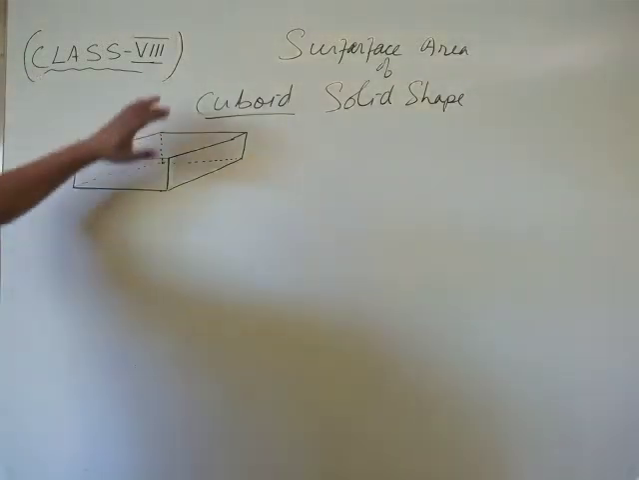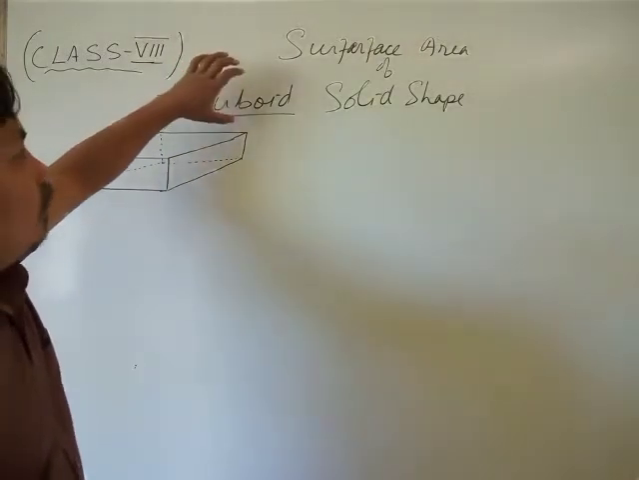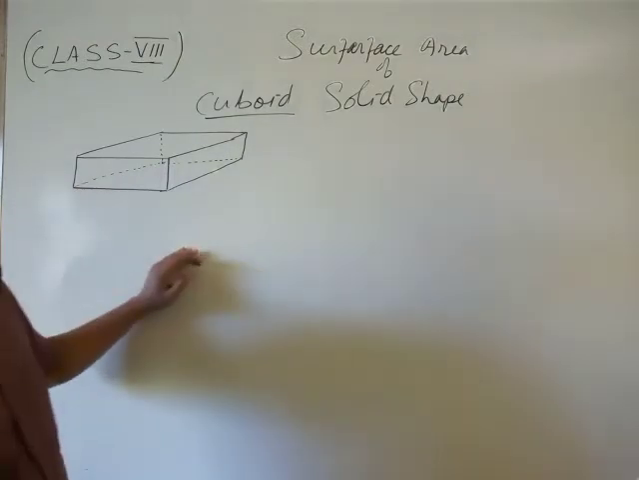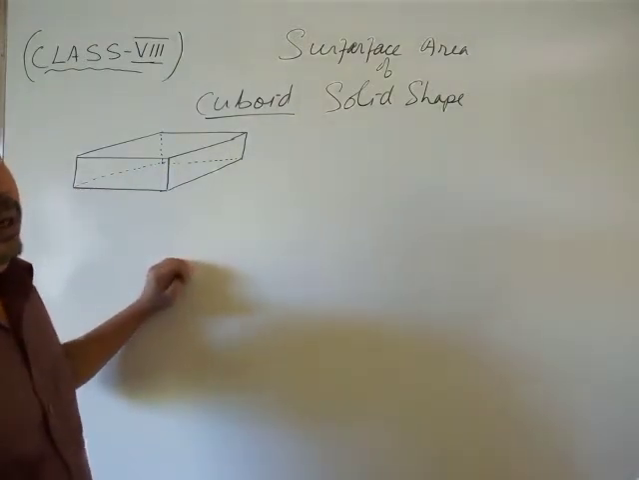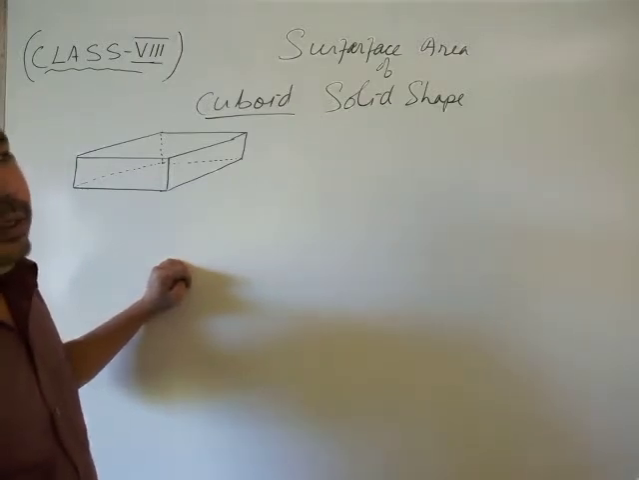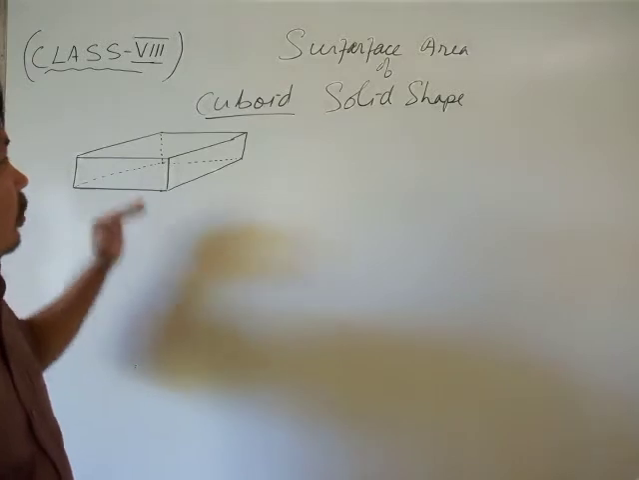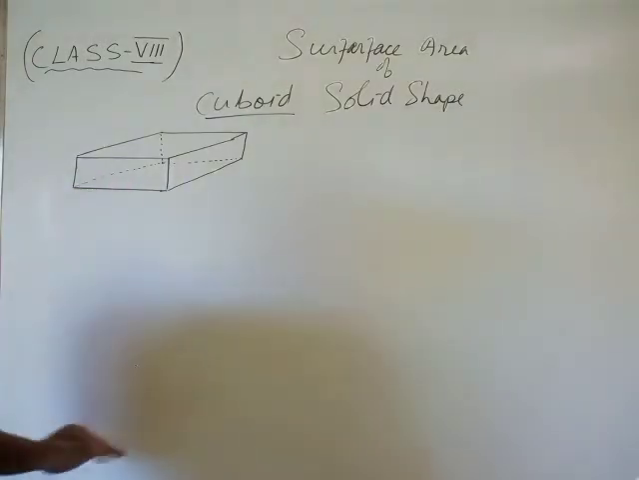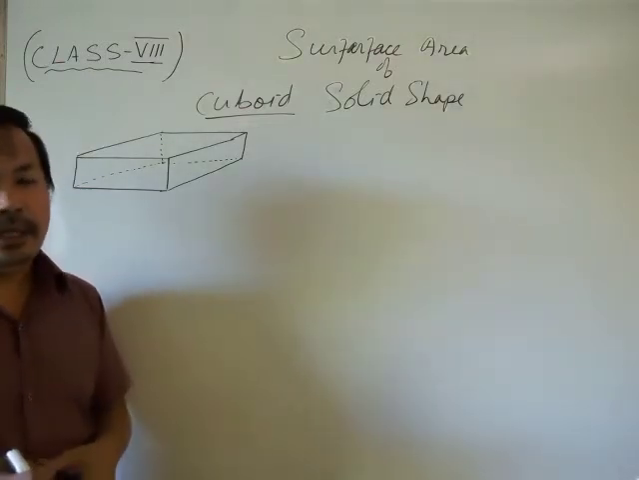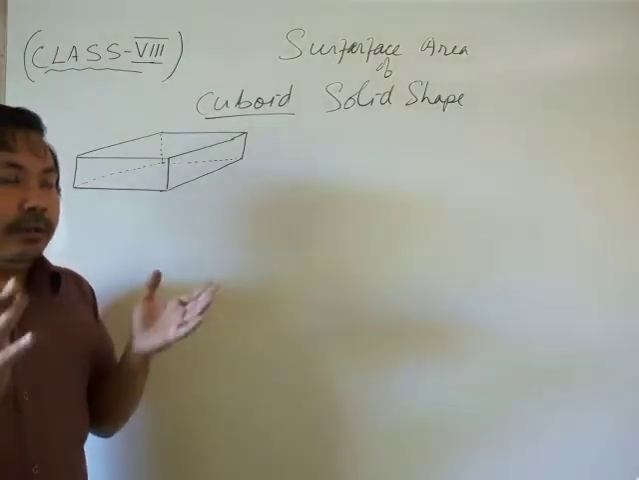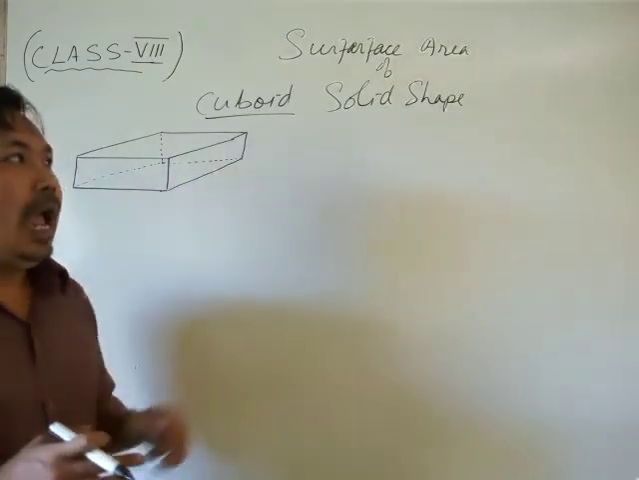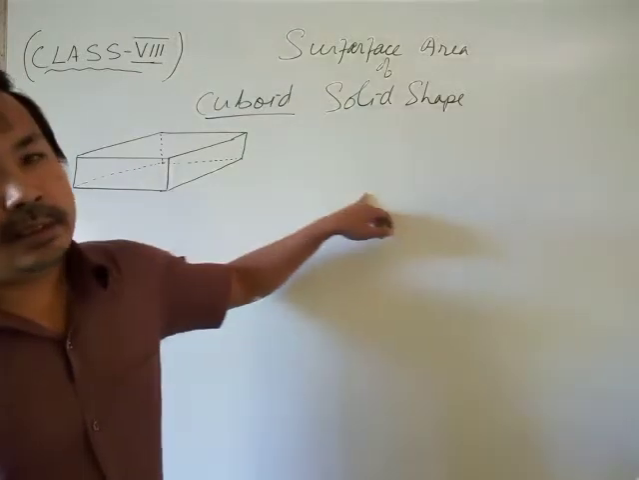Now, first of all, let's consider a shape called cuboid. Now, you know what is cuboid? Cuboid is the 3D shape of rectangle. Okay, the 3-dimensional shape of rectangle is called cuboid. So you see, for a cuboid, how many faces are there? There are altogether 6 faces, isn't it? So all the faces will be in the shape of rectangles, isn't it?